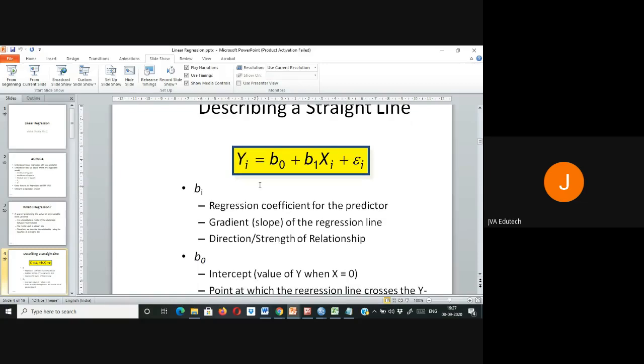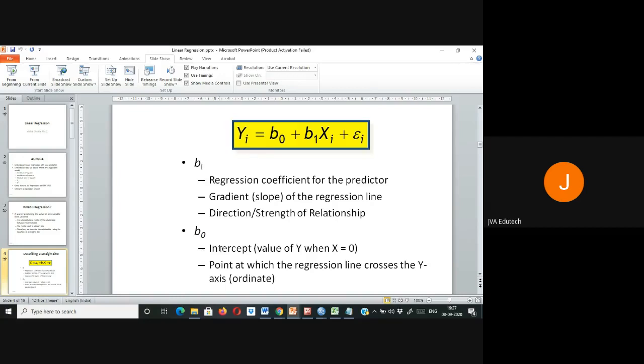Whereas this b0, normally we say y is equal to a plus bx. So you can say this one is a. It is the intercept. This b0 is the value of y when x is equal to 0, and it is the point at which the regression line crosses the y-axis.